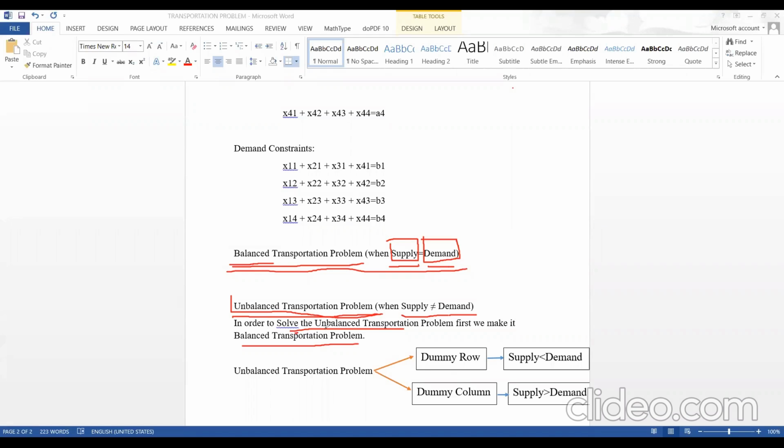So in order to convert unbalanced transportation problem to the balanced transportation problem, we need to insert a dummy row or dummy column. I'll explain in the table. So let us see the first case where supply is greater than demand. So when supply is greater than demand, what do we need to insert? We need to insert a dummy column.